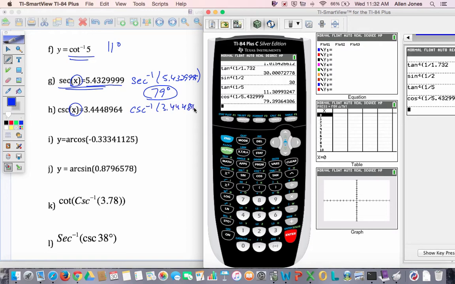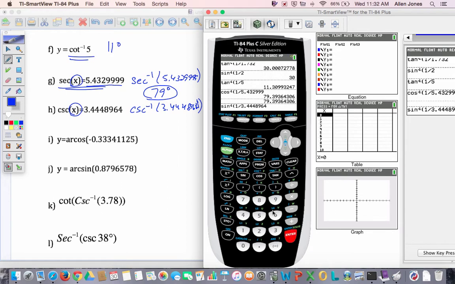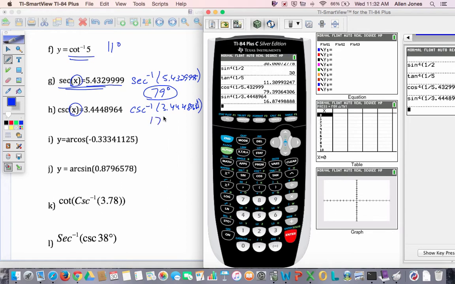Letter H, we also have x here. Cosecant of x is our angle, so the inverse cosecant of 3.4448964 is our ratio. We want to convert that over by using inverse sine of 1 divided by 3.4448964, and that gets us an angle of about 17 degrees.